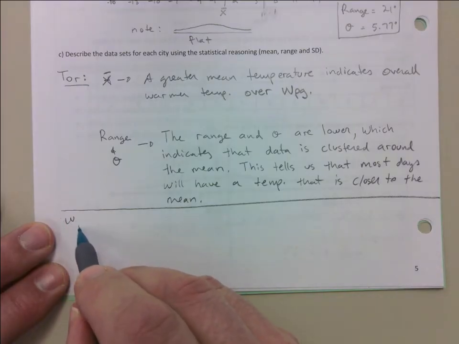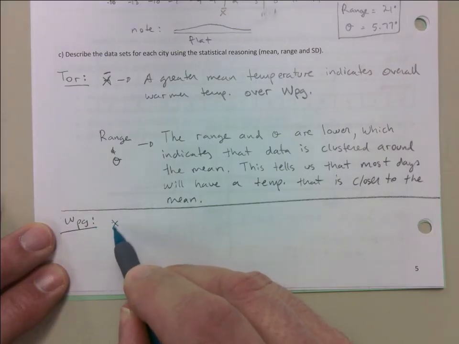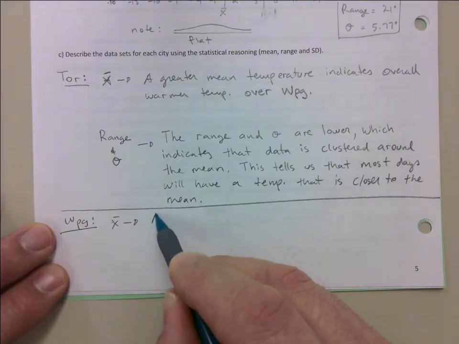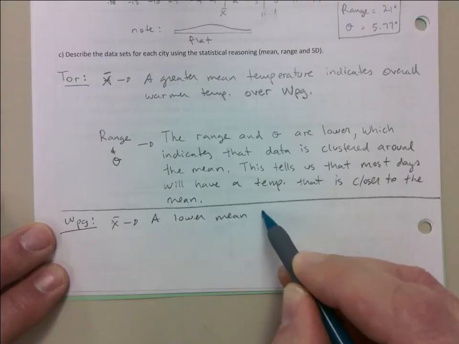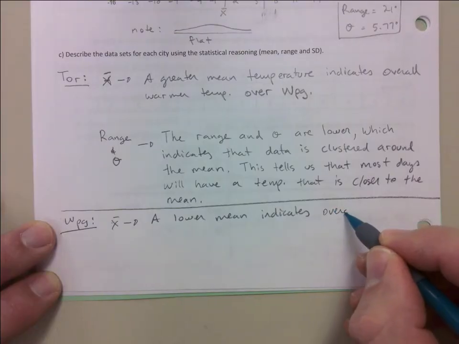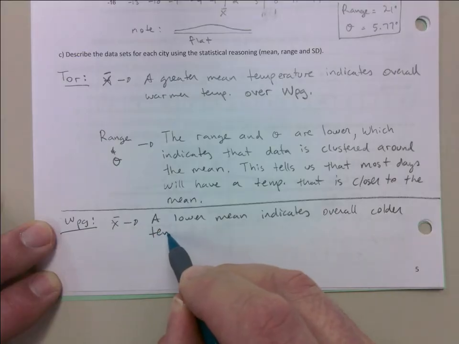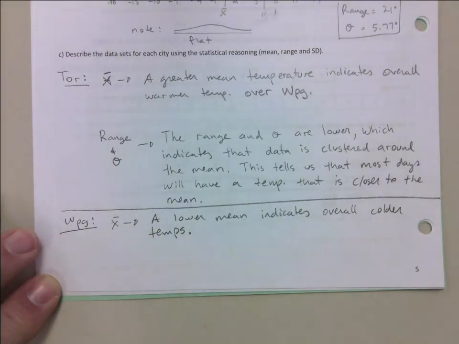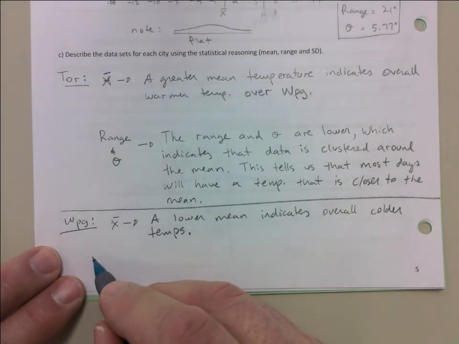I'll just quickly talk about Winnipeg. When it comes to the mean, a lower mean indicates overall colder temperatures. I'm just going to go temps there to help you out. That's so generous, eh?